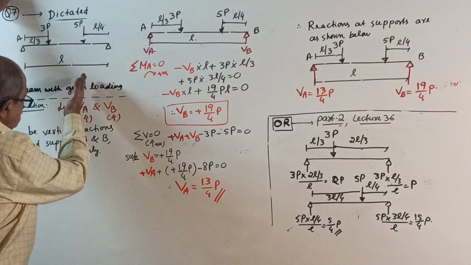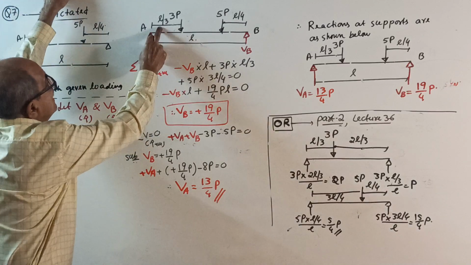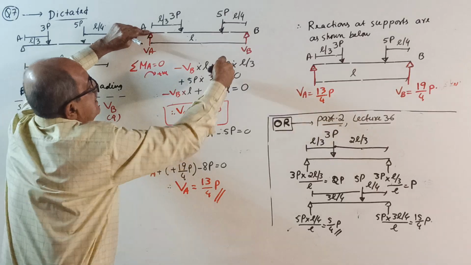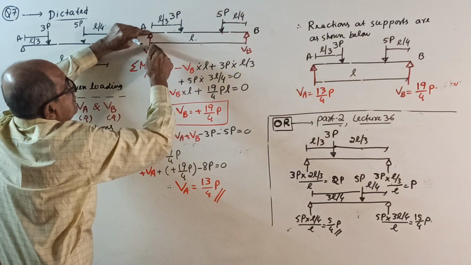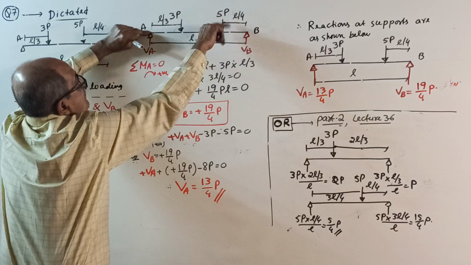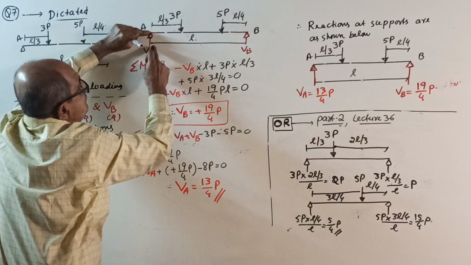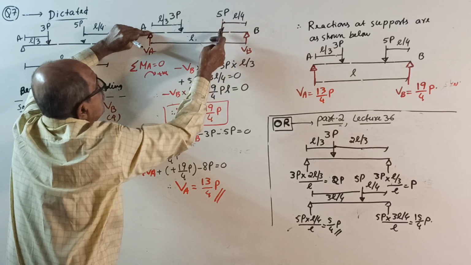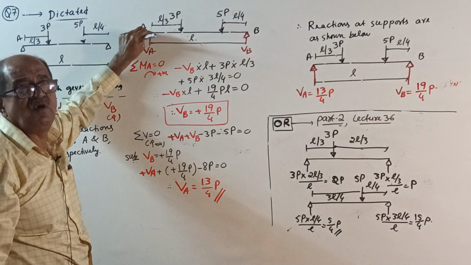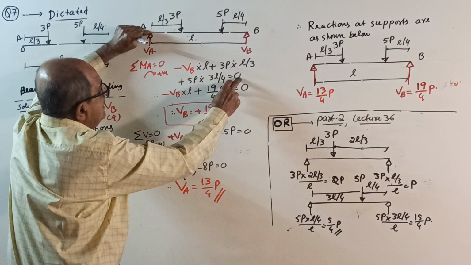Okay. As usual, write all the statement. L by 3, L by 4, L. Take moment about A. Minus VB into L plus 3P into L by 3 plus 5P into, when this is L by 4, this will be 3/4 of L. That much mathematical concept should be there. 3/4 of L equal to 0.